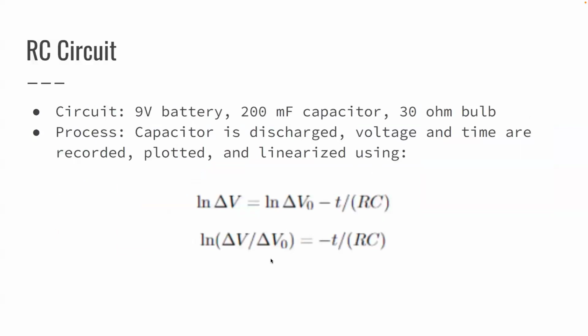For the RC circuit, the circuit was a 9-volt battery, 200 mF capacitor, and 300 ohm bulb. The process was that the capacitor's discharge voltage and time are recorded, plotted, and linearized using these two formulas.